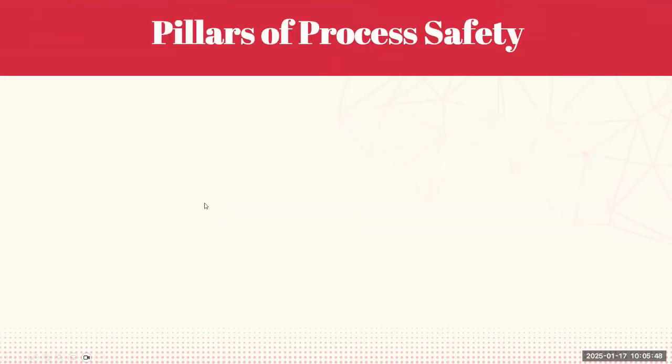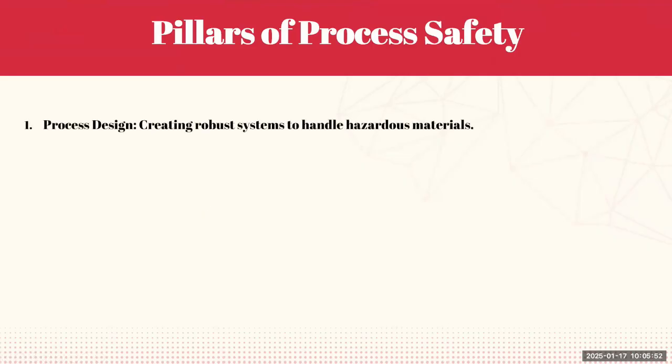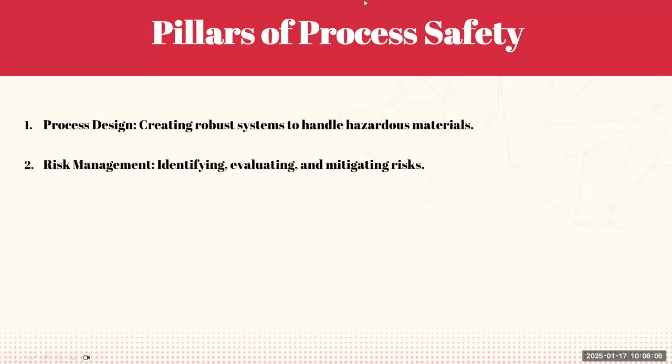The gloves, the boots, all of this equipment is considered PPE, which falls under occupational safety. As for the pillars of process safety, first we have process design. We need to ensure that we create robust systems to handle hazardous materials effectively. A well-designed process minimizes risks right from the start, ensuring that safety is built into the operation. Then we have risk management, where we focus on identifying, evaluating, and mitigating risks. By understanding potential hazards, we can proactively address them before they lead to incidents.